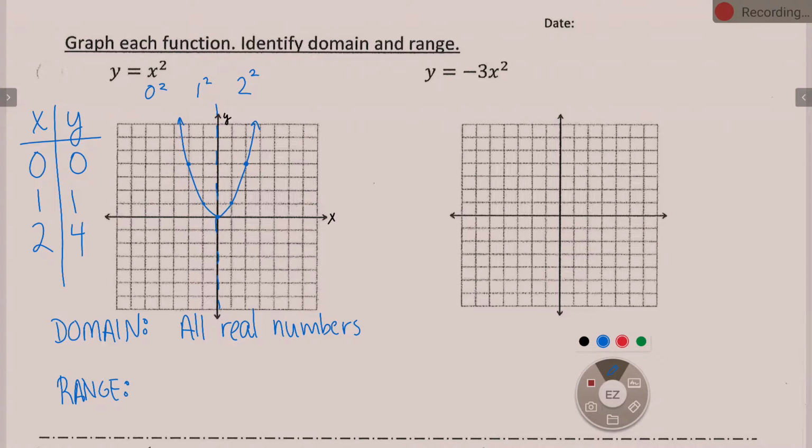In all parabolas, here's the good news. All parabolas are going to have a domain that's all real numbers, because they're always going to be getting wider and wider and wider, even if they're upside down. Now, range.